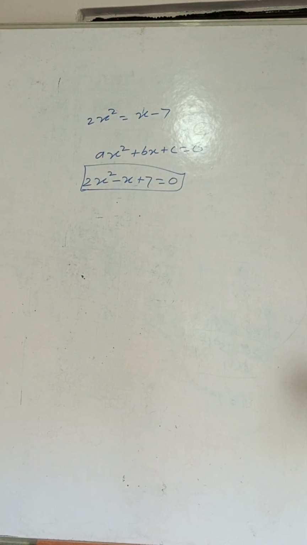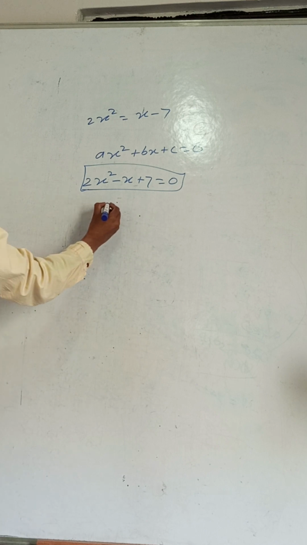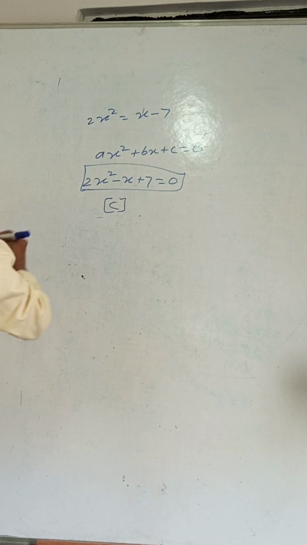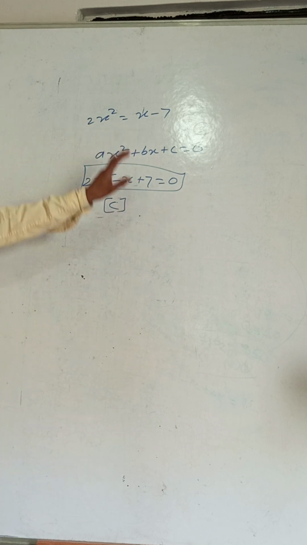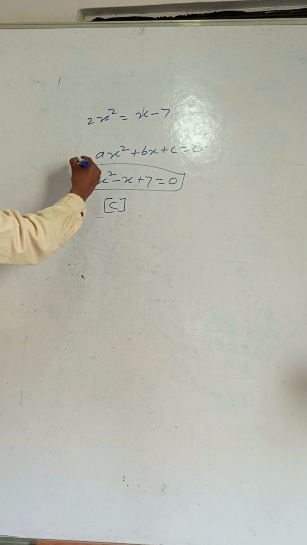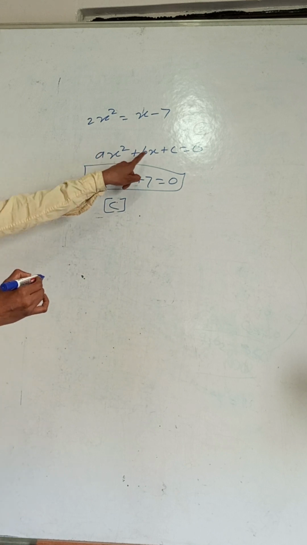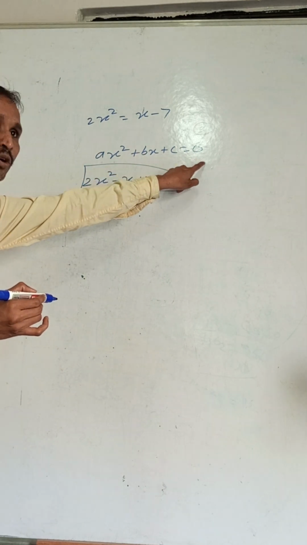So in the options, option C is correct. In the question paper, the correct option is C. The question asked to write in standard form. It is a quadratic equation, and the standard form of a quadratic equation is ax square plus bx plus c is equal to 0.